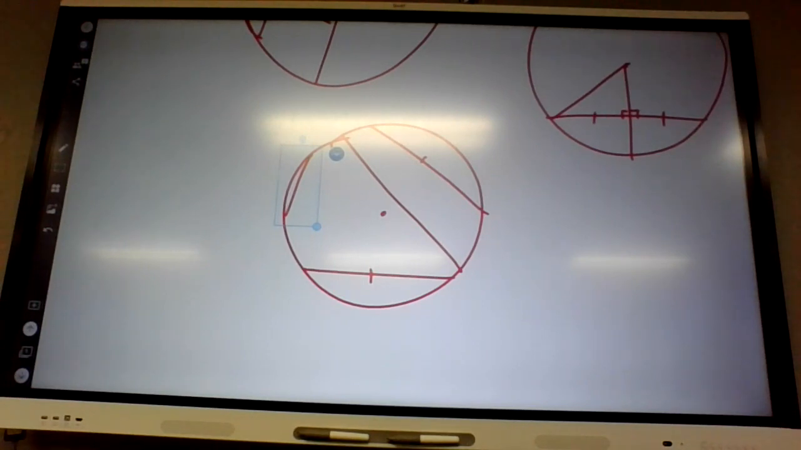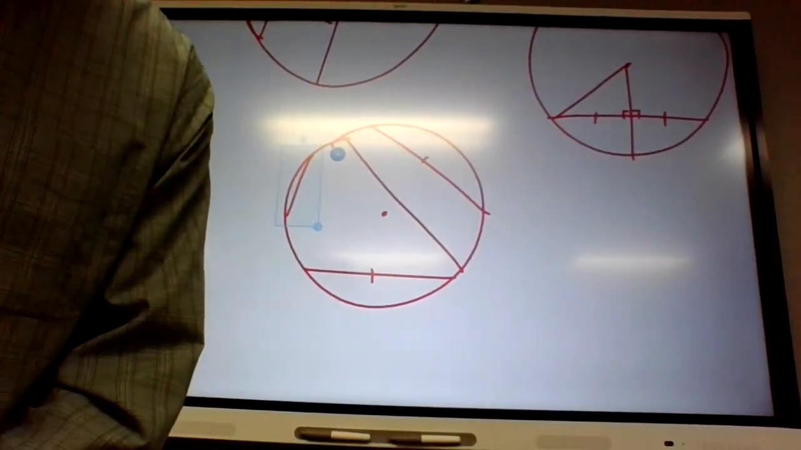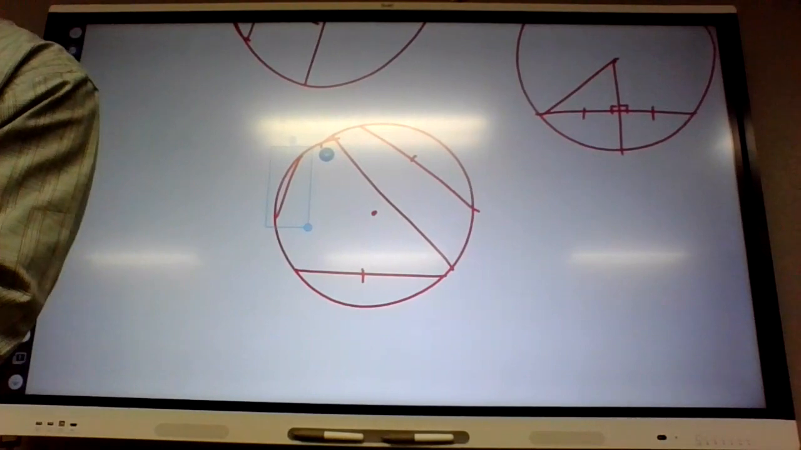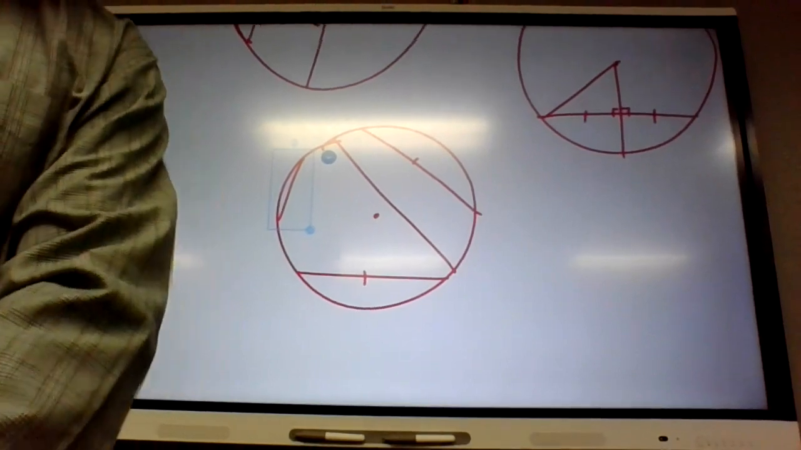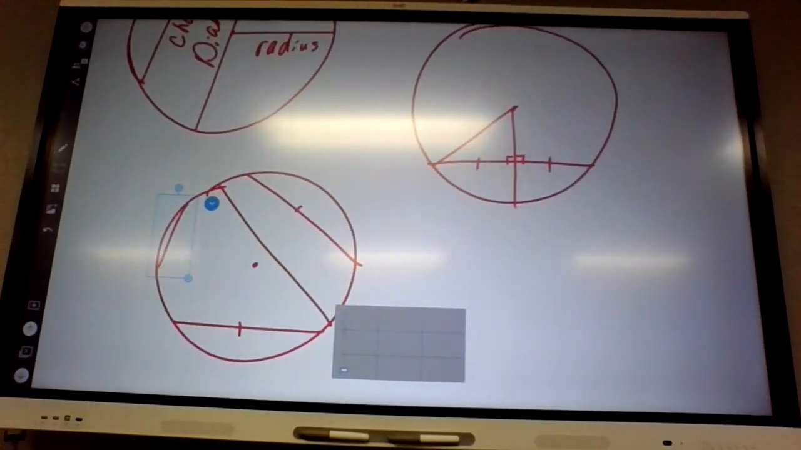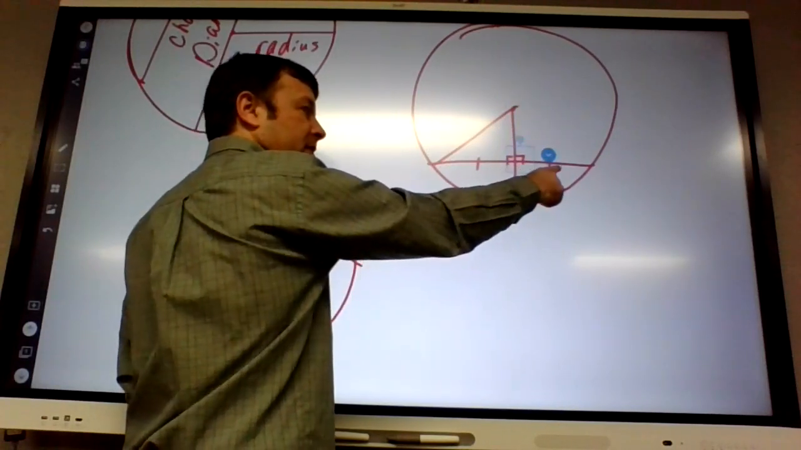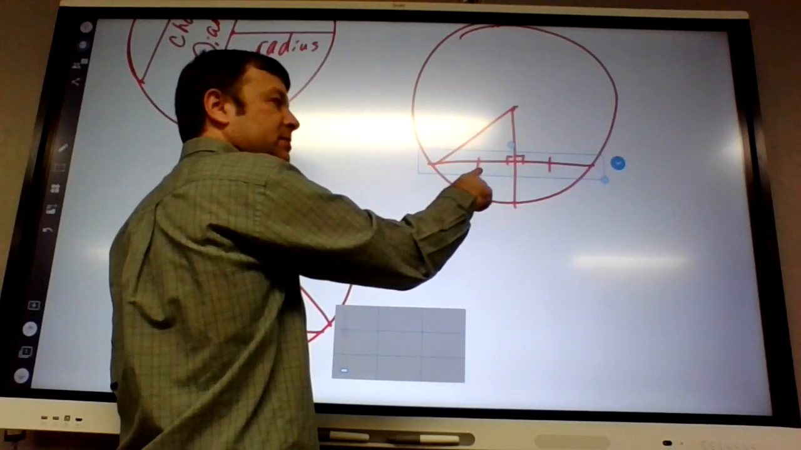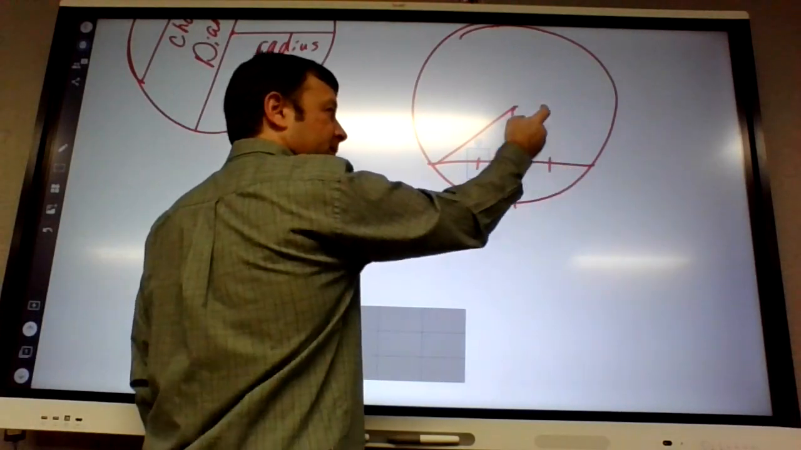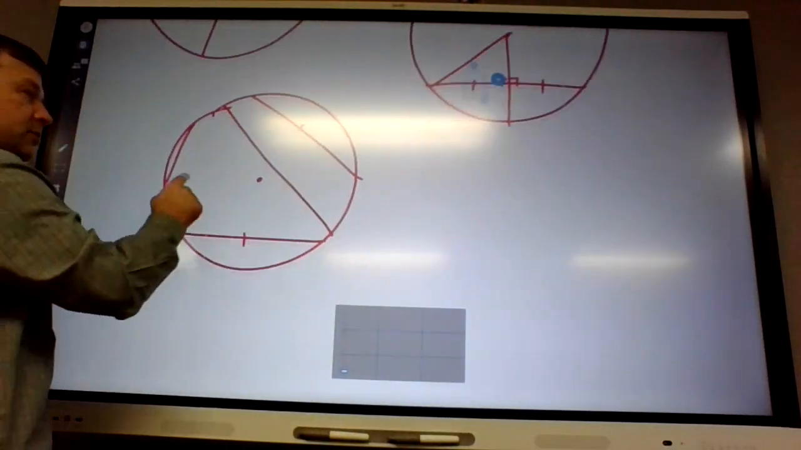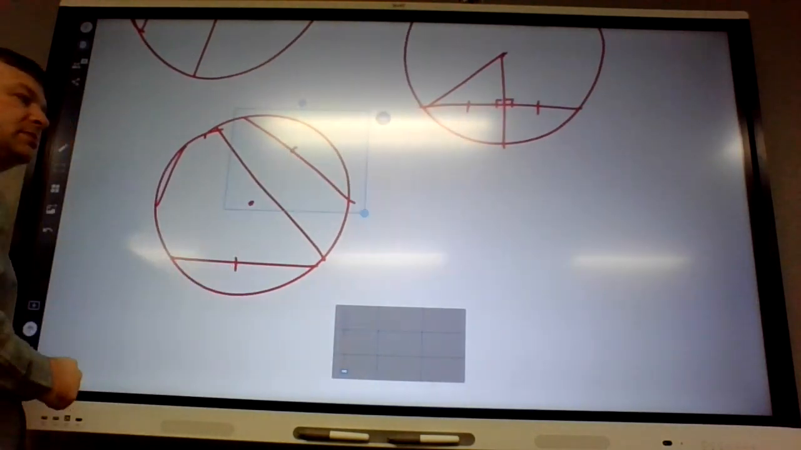All right. And that was pretty much everything. So again, it's kind of been a gap, so I'll say it again. If a radius is perpendicular to a chord, makes a 90-degree angle, then it's going to split the chord in half. Or you could say it backwards: if a chord is split in half by the radius, then they're perpendicular. If two chords are the same length, they have to be the same distance from the center of the circle.